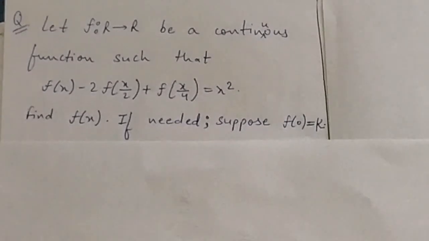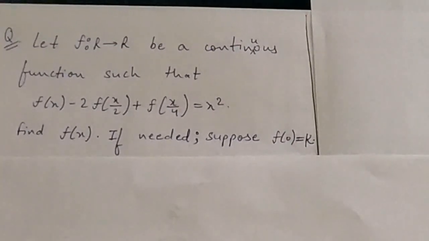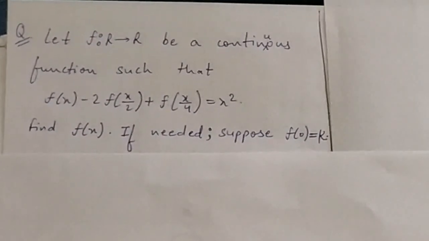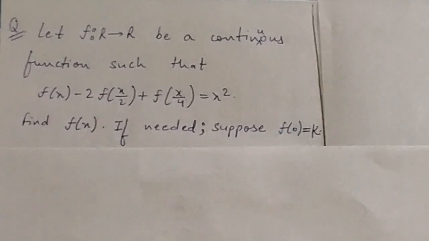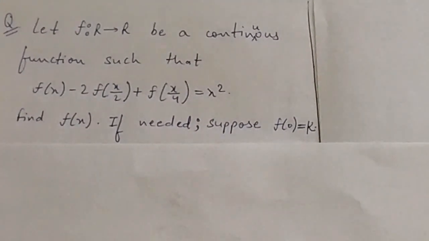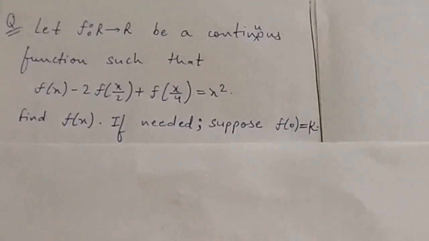Okay, now let's read out the question. Let f be a continuous function such that f of x minus 2f of x by 2 plus f of x by 4 equals x square. We are supposed to find f(x), and if needed, suppose f of 0 equals k. Okay, if you want to solve it by yourself, then pause the video and try.